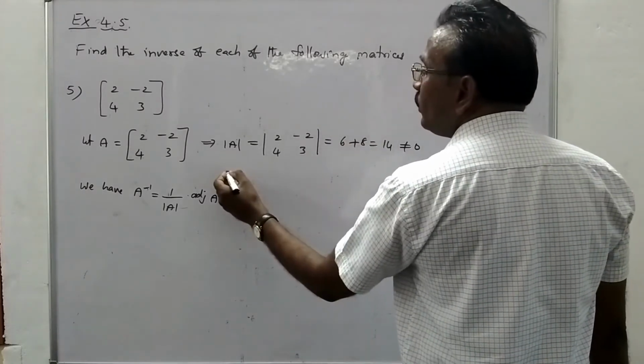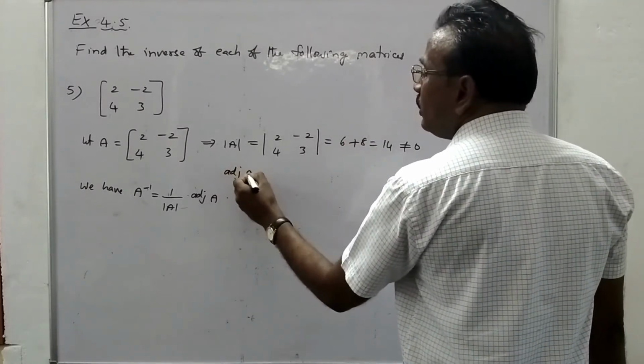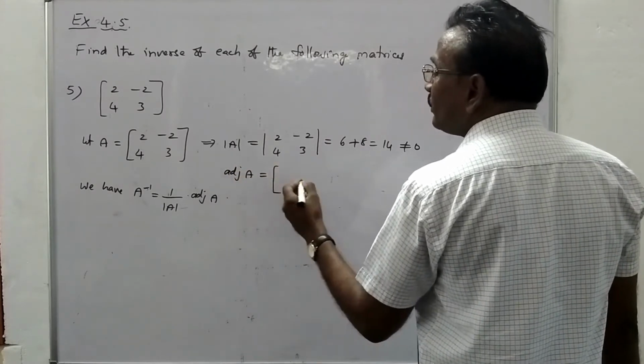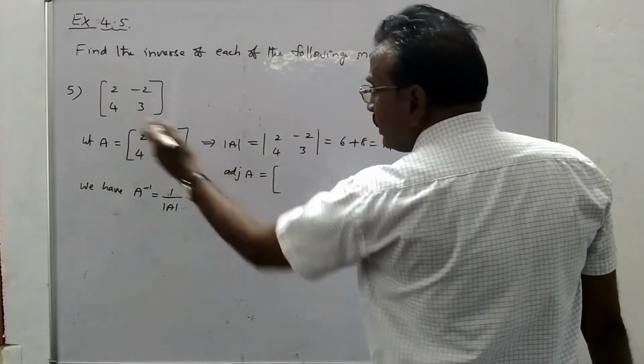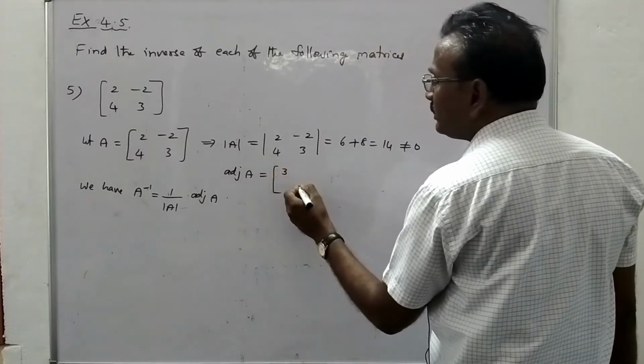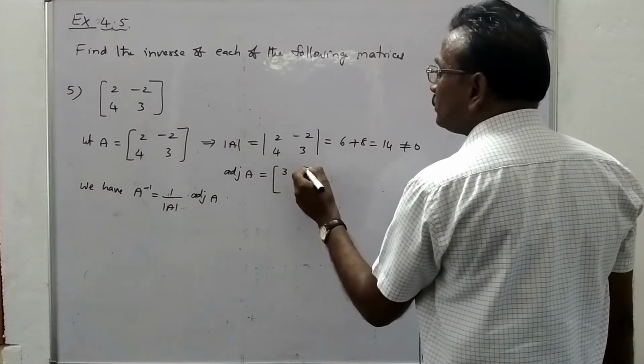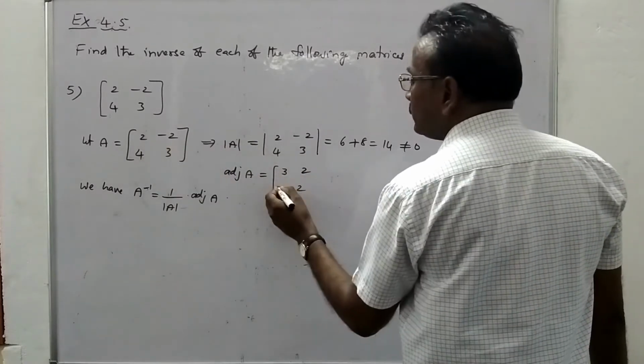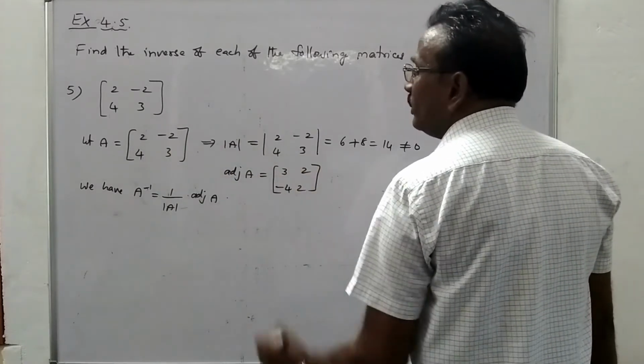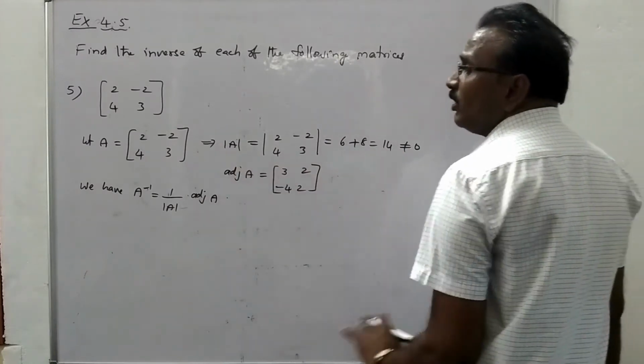Next, what is adjoint of A? Adjoint of a second order square matrix is obtained by just interchanging the principal diagonal elements, so 3 and 2 interchange, and change the sign of the other elements. Minus 2 becomes plus 2 and 4 becomes minus 4. So this is adjoint of A. Substitute determinant of A and adjoint of A in this formula.